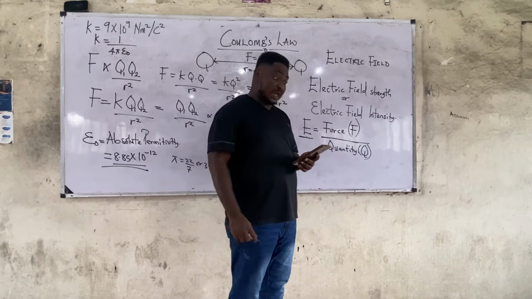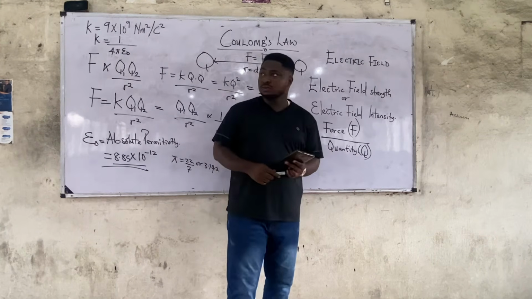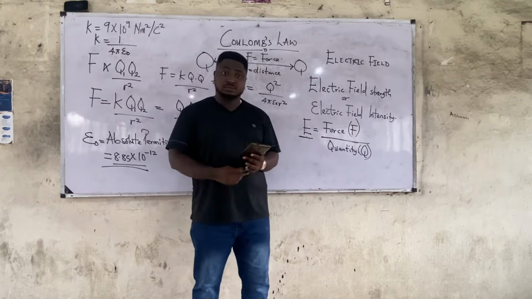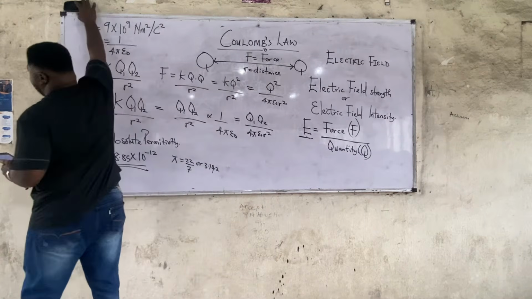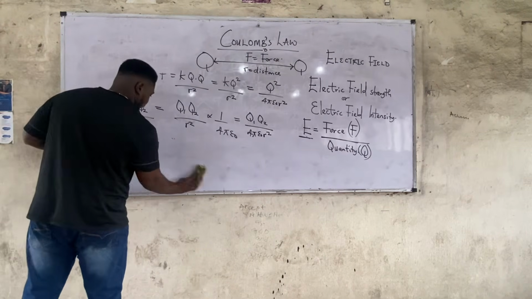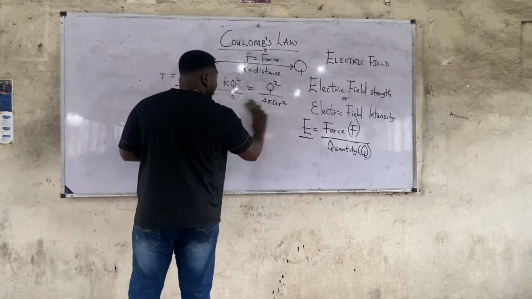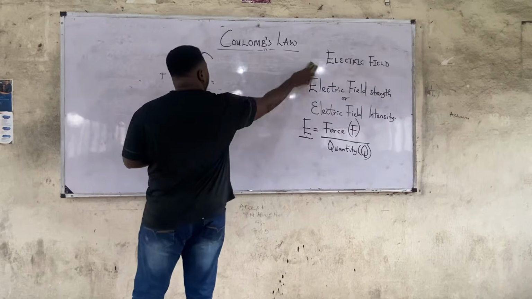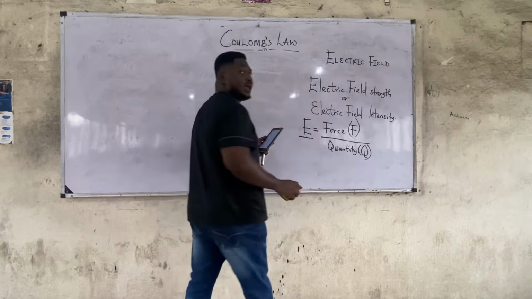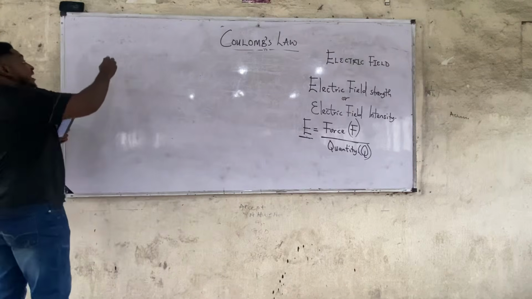Write: electric dipole. Electric what? Dipole. Why are you spelling it wrongly? Dipole is spelled D-I-P-O-L-E, right? Electric dipole.